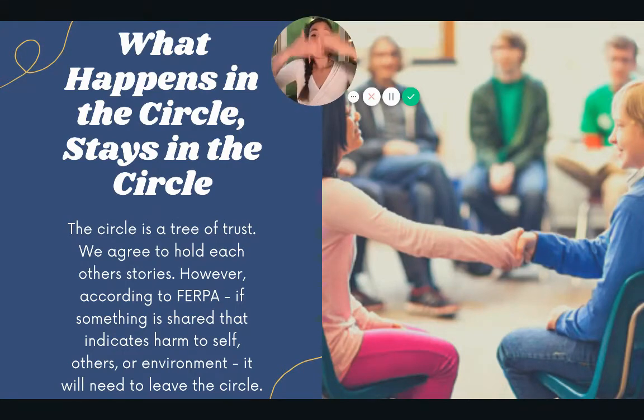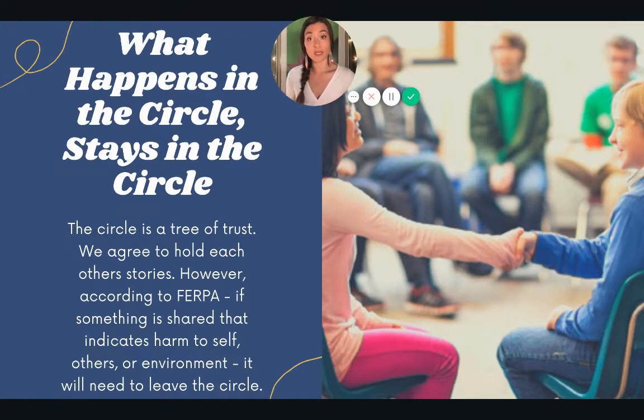Oh, the next one is very important. The motion is what happens in the circle stays in the circle. What happens in the circle stays in the circle. So this is where we begin to create our tree of trust, where we agree that what is shared in the circle will stay in the circle. One thing I mentioned is that if something comes up for you in the circle and it feels like this incredible realization and you want to go out and share that, that's great. That's your story. That's your share. That's yours. But just keep in mind that other people's shares belong to them.